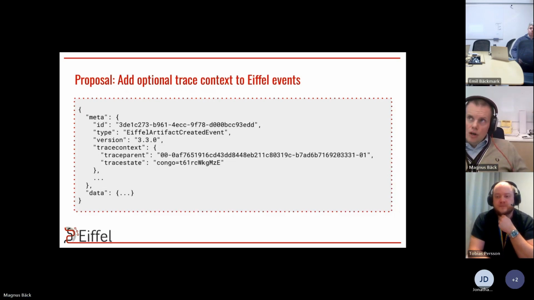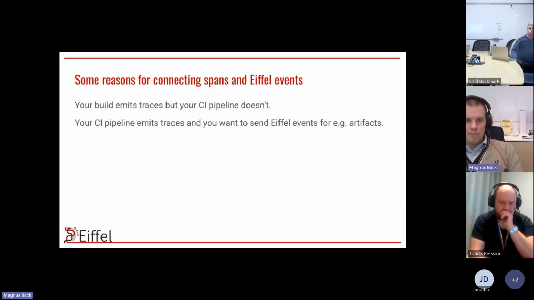Sorry, Magnus. No, I just don't know if that's the goal either. To get the exact same graph in both cases is just redundant. So I think the strength is rather to connect them at the edge. If you go back to the previous examples, you build them as traces, but your CI pipeline doesn't. The interesting thing would be connecting your Eiffel pipeline to the root trace of your build in that case.